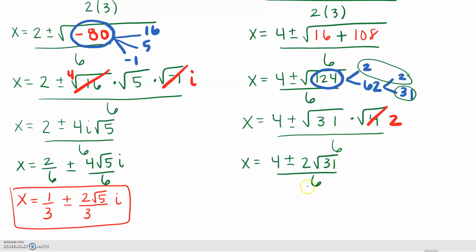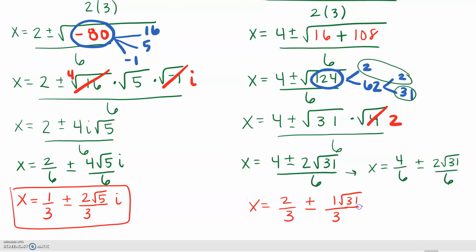But I do want to break up and look at my real part and my imaginary part. So I get 4 over 6 plus or minus 2 root 31 over 6. And now I get to simplify even further. So I get to take 4 divided by 6, which we already did over here. It was 2/3, plus or minus 2 divided by 6. We also already did that. It was 1/3. I still have the root 31 on top, and there's my final answer.